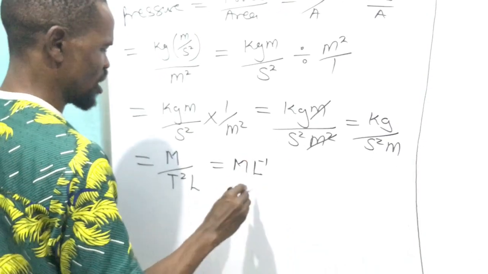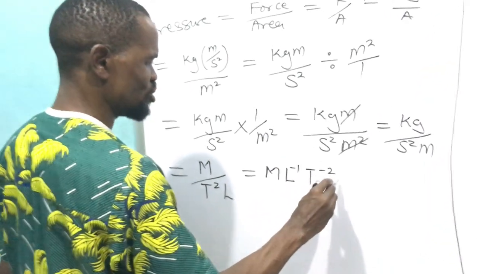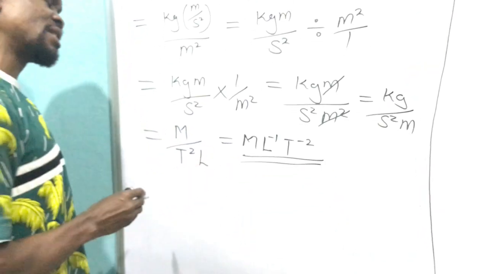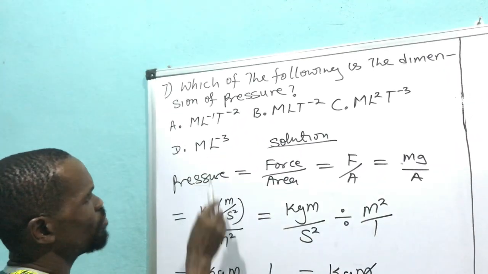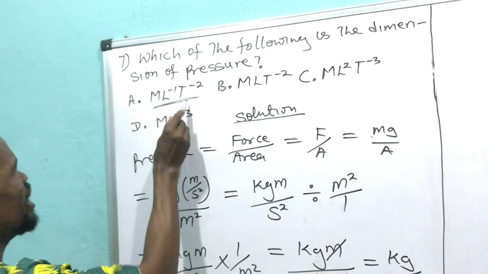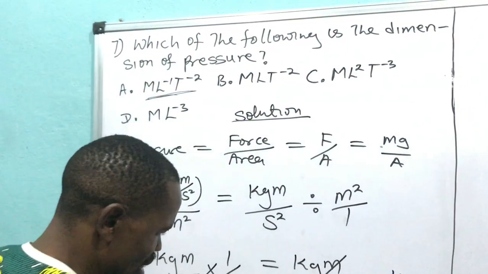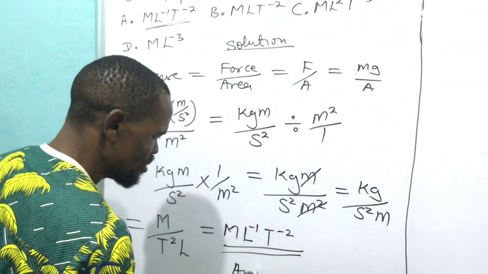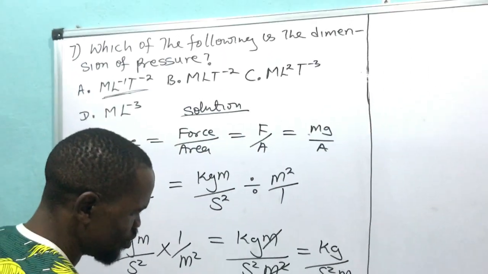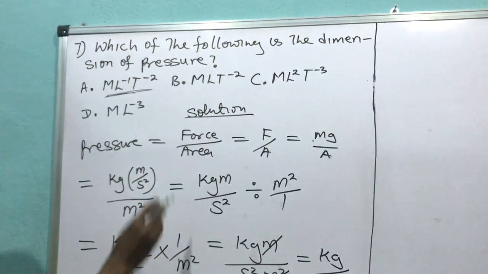And this can be written as ML minus 1 T minus 2. And this is my dimension of pressure. I look at the options and I see option A. Option A is the correct answer here. That means my answer is option A. That's the answer to this question.